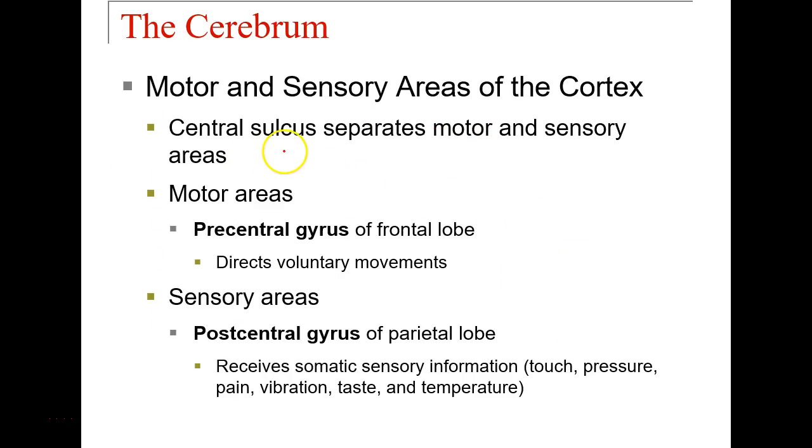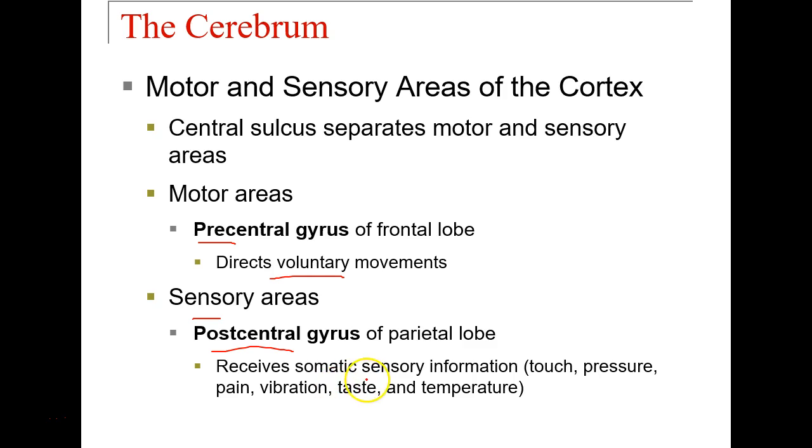Okay, so the central sulcus is going to separate motor and sensory areas. This is going to separate the frontal and parietal lobes. So motor areas, we see precentral gyrus. That means it is in front of that central sulcus, the very beginning of the frontal lobe. This is going to direct voluntary movements. Sensory area, postcentral gyrus. This is the part of the parietal lobe.